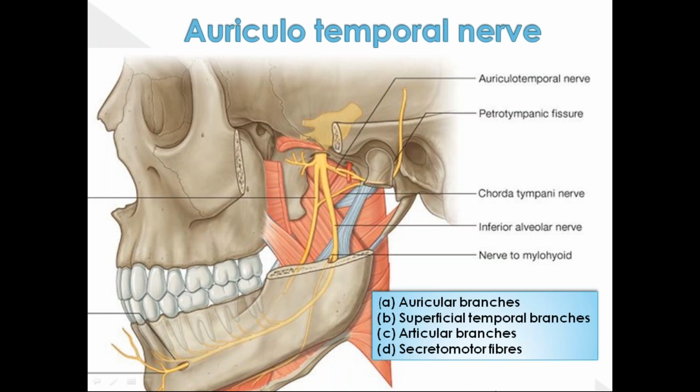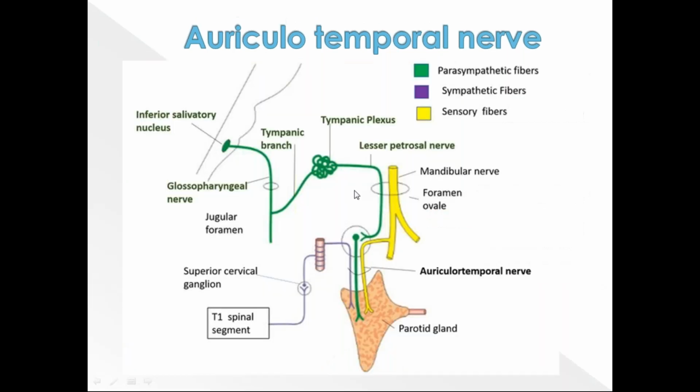The next other important branch gives secretomotor fibers to the parotid gland. It actually receives a communicating branch from the otic ganglion and conveys postganglionic nerve fibers through the auriculotemporal nerve to the parotid gland. So you can see this is the otic ganglion communication, and here the foramen ovale.